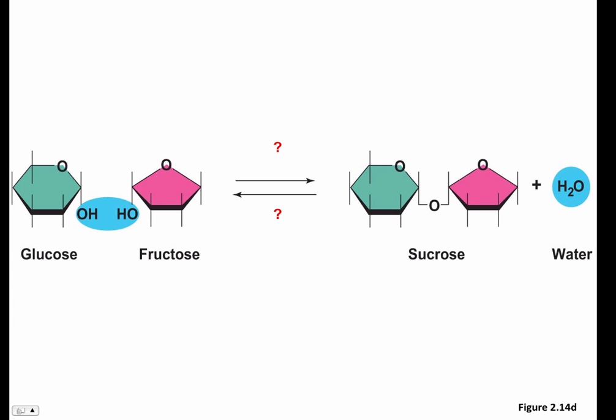This should look familiar. How do we take these monosaccharides and then form them into disaccharides or into polysaccharides? What do we remove? Well, not two hydroxyl groups, I'm sorry. We take one hydroxyl group and we take a hydrogen. We remove this. This is called dehydration synthesis.